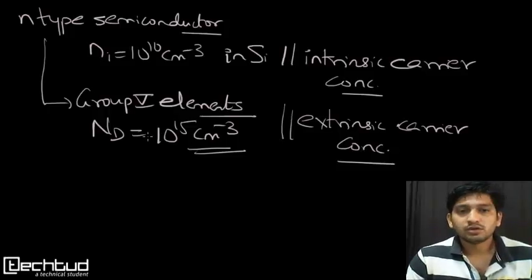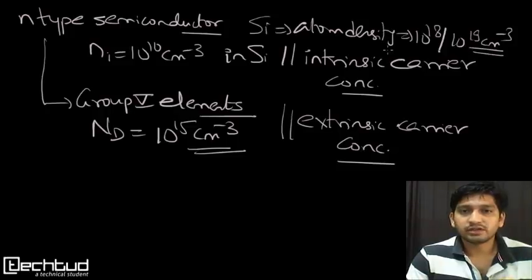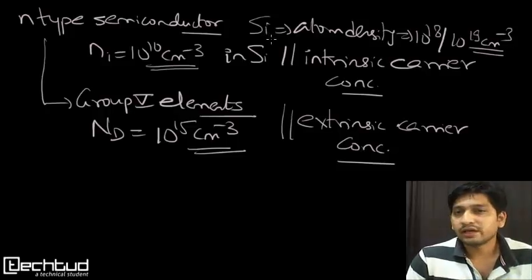Okay, so you know this silicon is having an atom density of 10 to the power of 18 or 10 to the power of 19 per centimeter cube. So this is the atom density, and in this atom density, the number of electrons in the intrinsic semiconductor is very less, and you are doping with 10 to the 15 per centimeter cube. So this is also very small compared to the silicon atoms that are there. Almost you can say in 1000 silicon atoms, there is only one impurity, that is Nd.